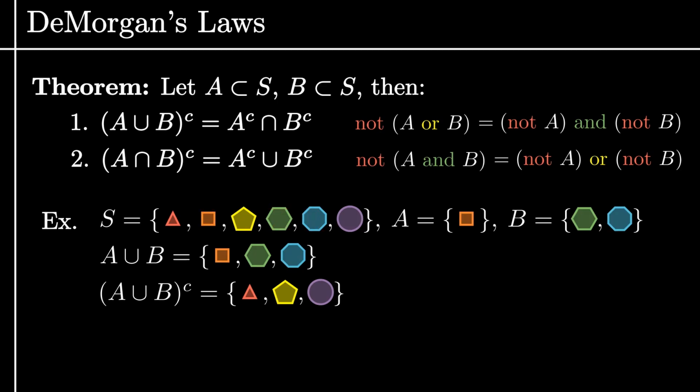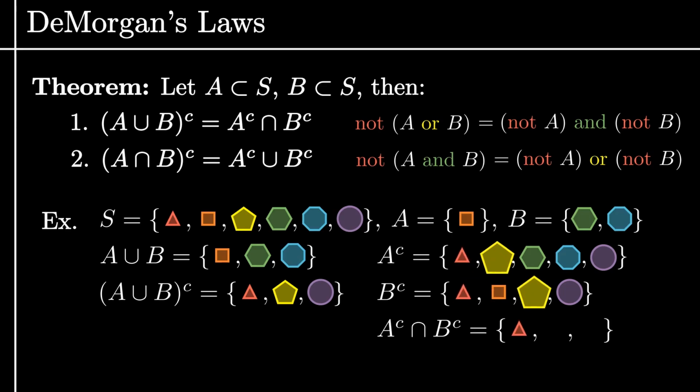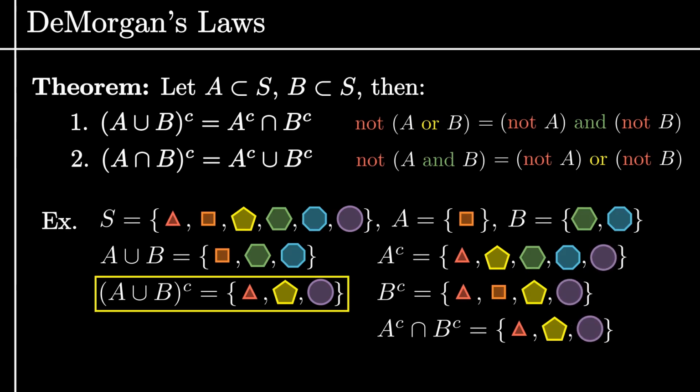As for the right side of our theorem, A complement is just the set of shapes in S, excluding those in A, and B complement is just the set of shapes in S, excluding those in B. Therefore, A complement intersect B complement is the set of elements which are in both of these two sets, namely the triangle, pentagon, and circle. And as you can see, we have verified the theorem for this example.